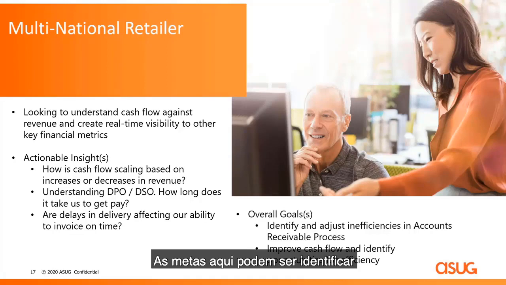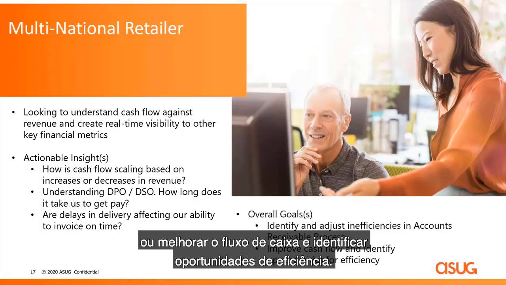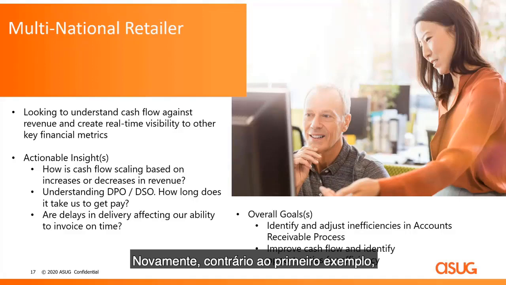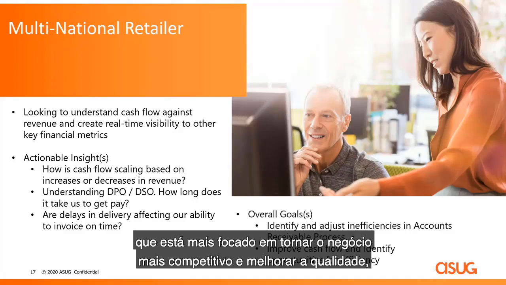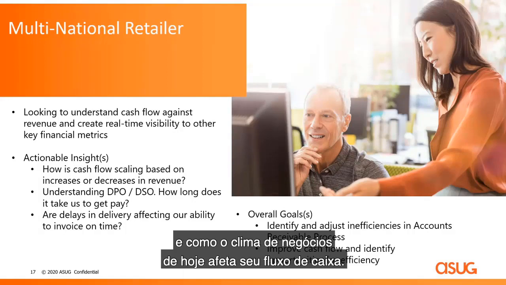The overall goals here might be to identify and adjust efficiencies in the accounts receivable process or improve cash flow and identify opportunities for efficiency. So again, unlike the first example that's focused more on making the business more competitive and improving quality, this business is more focused on their cash flow and how the business climate of today is affecting their cash flow.